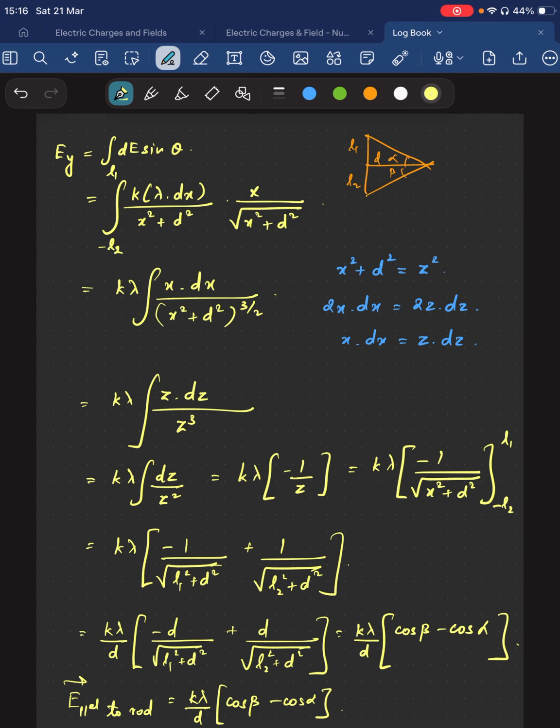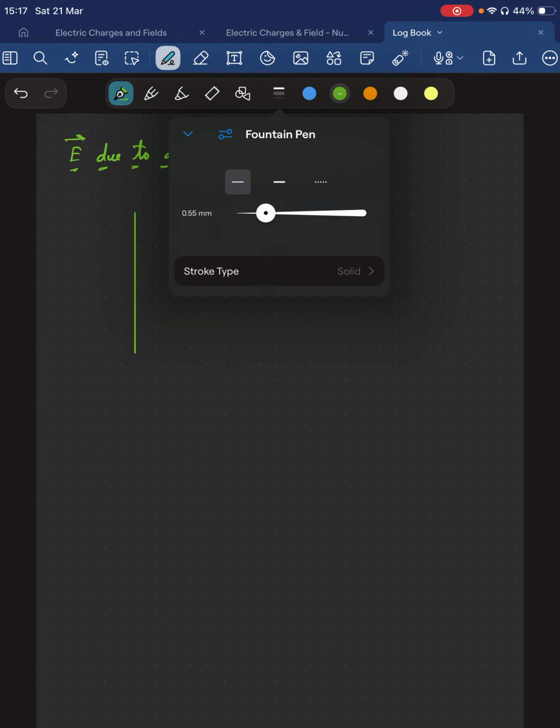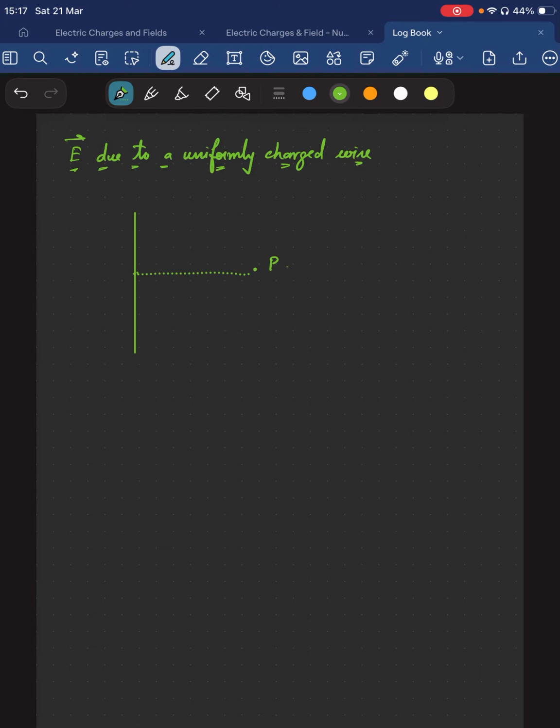Okay, so let me summarize this entire thing. We have now calculated the formula for the electric field due to a uniformly charged finite wire or rod. We had found out the electric field due to a uniformly charged wire at a point P, and we have written this formula in terms of d, alpha and beta. So let me describe those terms once again. d was your distance, and alpha and beta were your angles separated by the end points of the wire with the perpendicular.